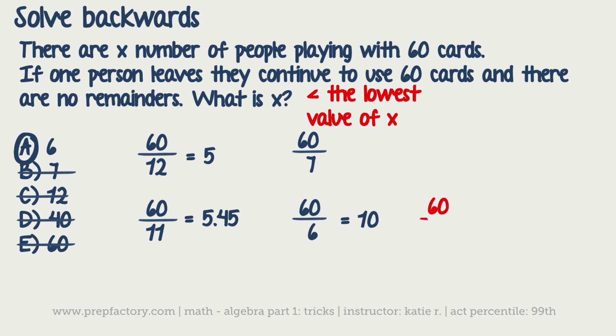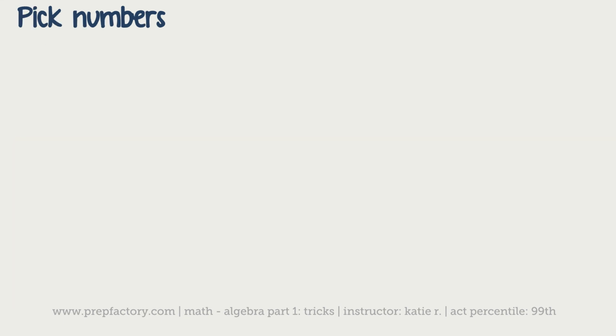So 60 divided by 6 is 10, check. And then 60 divided by 5 is 12, check. So we would know that the correct answer is A, and we'd be able to circle it right then and there.